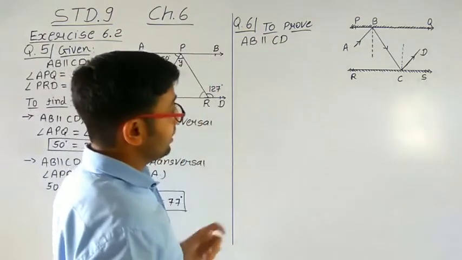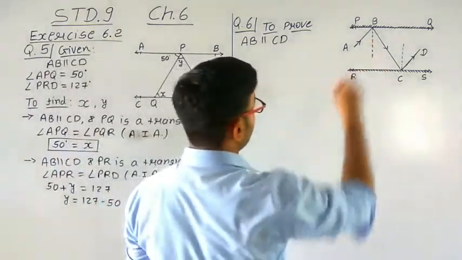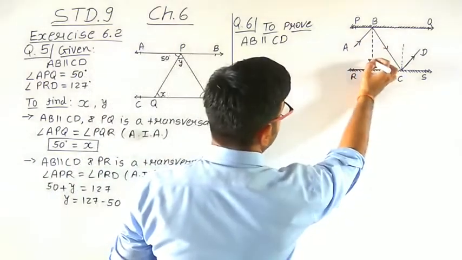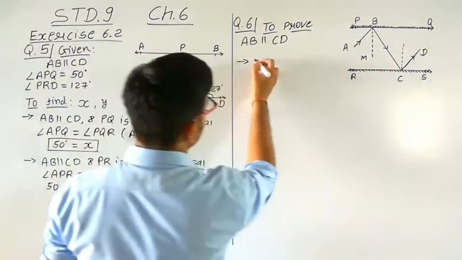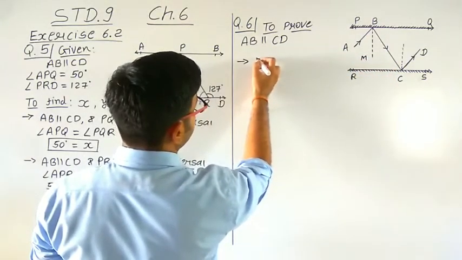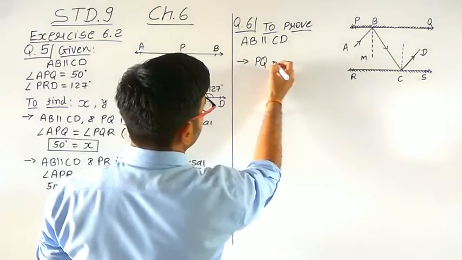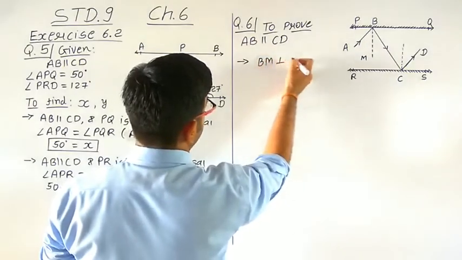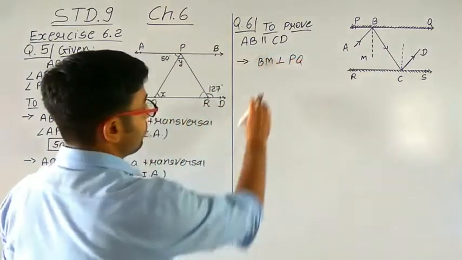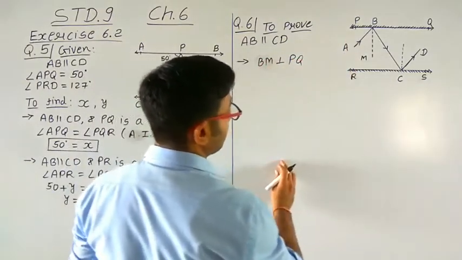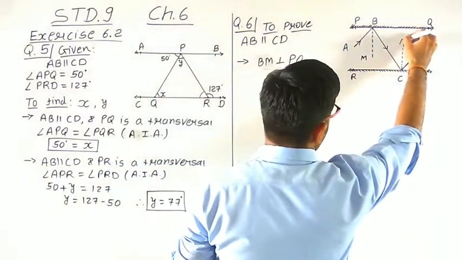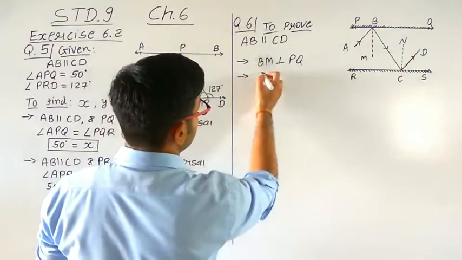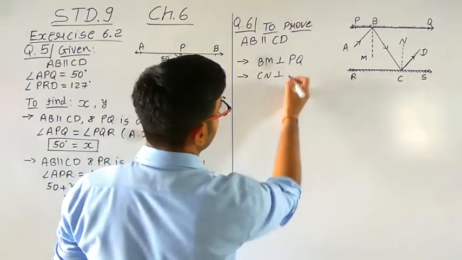So here one thing we have to construct, that is we have to draw a perpendicular, let us say BM. We have to draw a perpendicular BM which is perpendicular to PQ. Let us draw BM that is perpendicular to PQ. In the same way, here we have to draw a perpendicular to RS. So the next construction we have to do is CN that is perpendicular to RS.